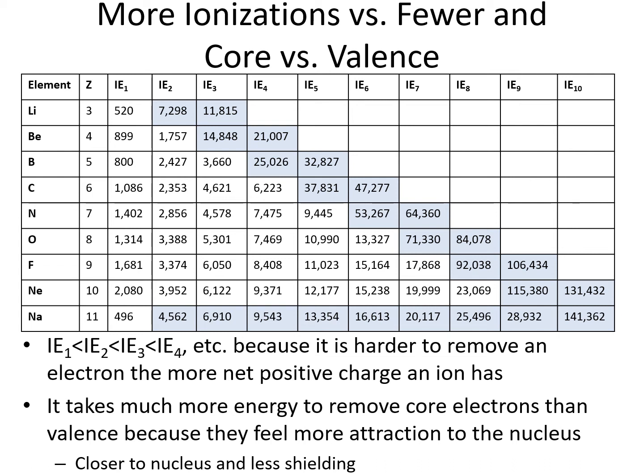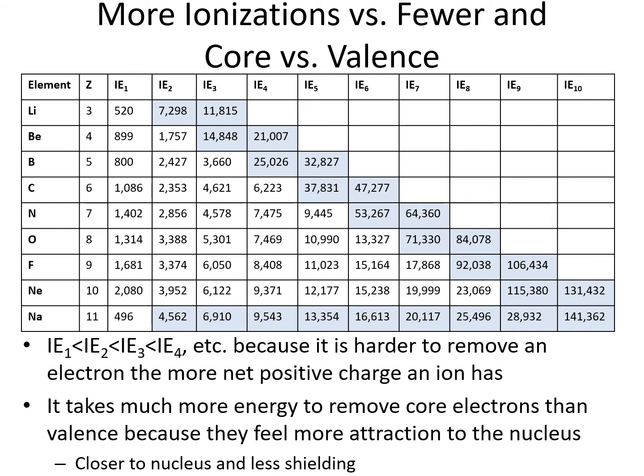We also notice on this chart that each element has a huge jump in ionization energy values as it transitions from valence electrons being removed to having core electrons removed. For example, beryllium has 2 valence electrons. IE1 and IE2 are removing those valence electrons. IE3 is much larger because it is removing an electron from the previous energy level, which is closer to the nucleus and therefore feels more attractive forces.